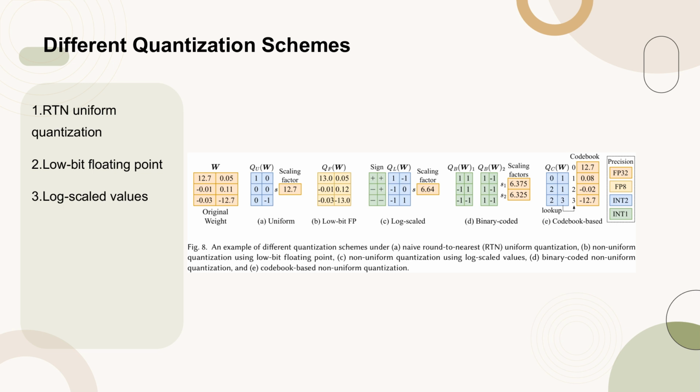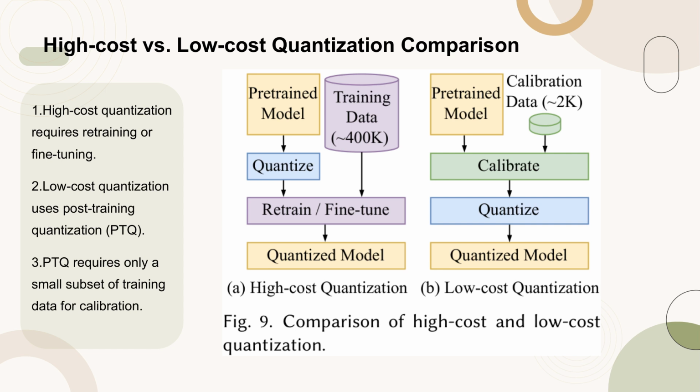Each scheme offers a different approach to quantizing neural network models, aiming to balance computational efficiency and model accuracy. Figure 9 illustrates the differences between high-cost and low-cost quantization strategies. High-cost quantization involves retraining or fine-tuning the model after quantization to recover from accuracy degradation, as shown in Part A. This process requires access to the training or fine-tuning dataset.